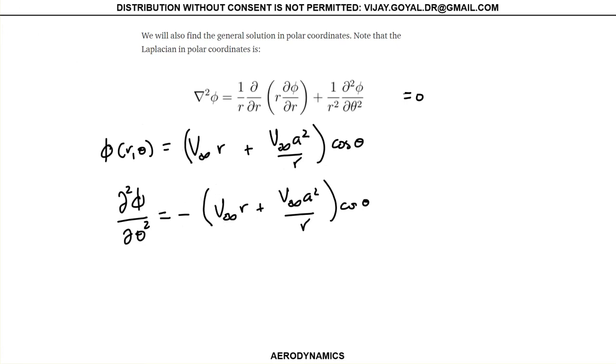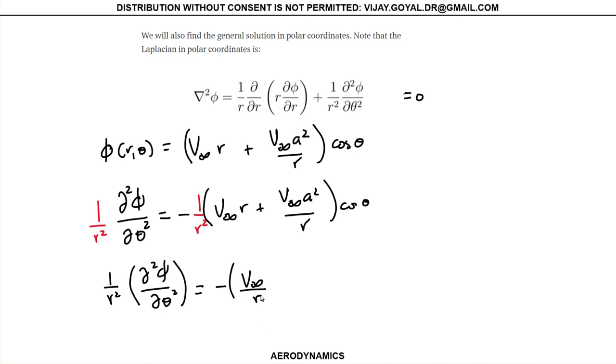Let me change the colors quickly. Keep in mind here that I have 1 over r squared, so the whole expression will become minus V infinity over r plus V infinity a squared over r cubed, cosine of theta. So we got the first expression, which is the one that goes inside here. Now let's work with the next expression.